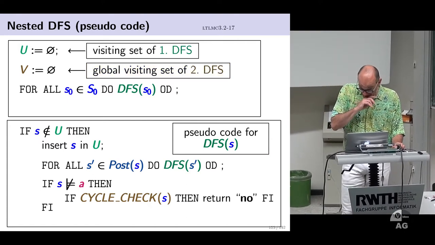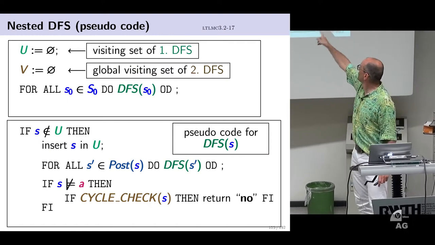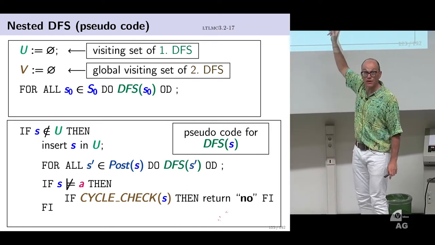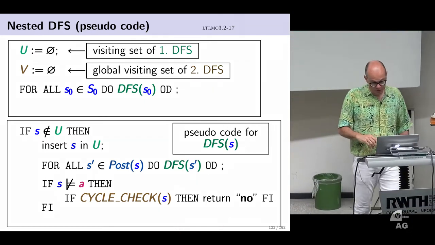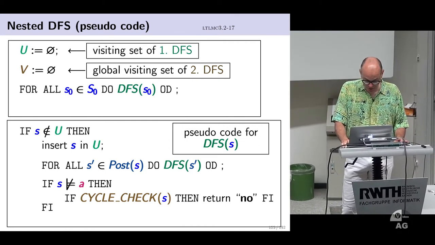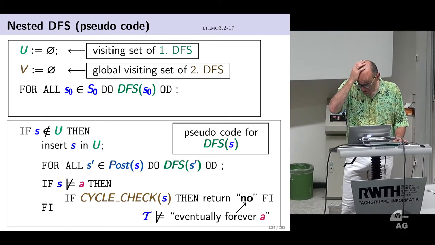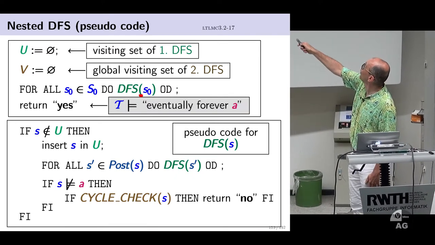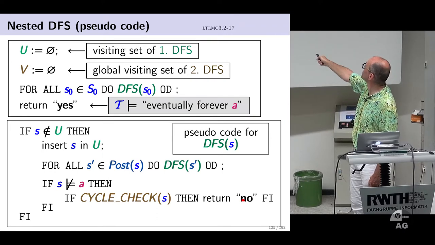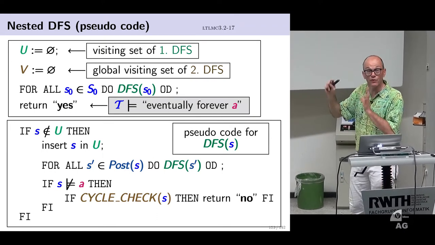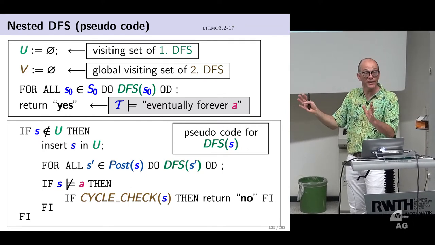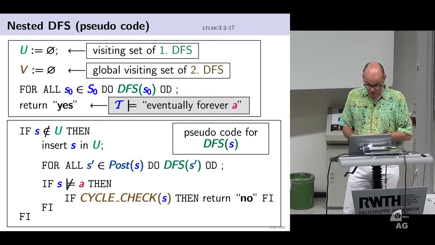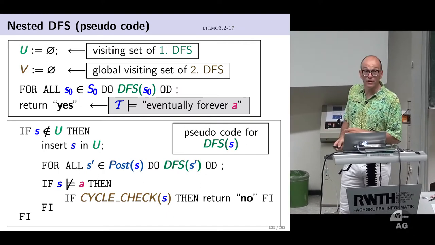Good. Okay, if the cycle check of S succeeds, then we return no. As soon as we have found one cycle, we are done. And that's what this means, right? So I don't have to continue once I have found a non-A state that lies on a cycle, because that means that I violate this property. If I have checked all states and none of them has reached this no, then I can return yes, because I have not found any reachable non-A state that lies on a cycle. That's the conclusion. So then the conclusion is T satisfies eventually forever A.